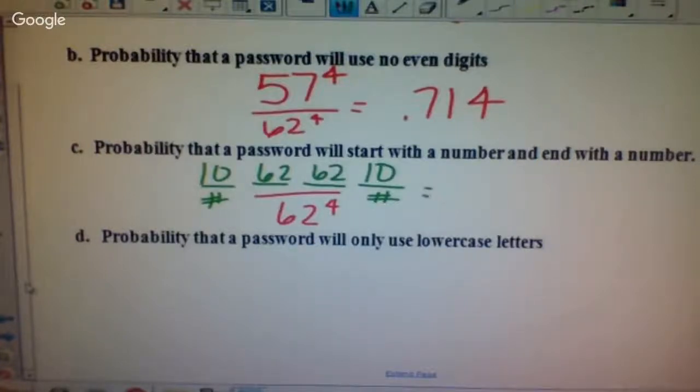So on the top, you would multiply 10 times 62 times 62 times 10, and then divide that by 62 to the 4th. If you like it with the exponents, this could also be 10 to the 2nd times 62 to the 2nd divided by 62 to the 4th. 0.026.